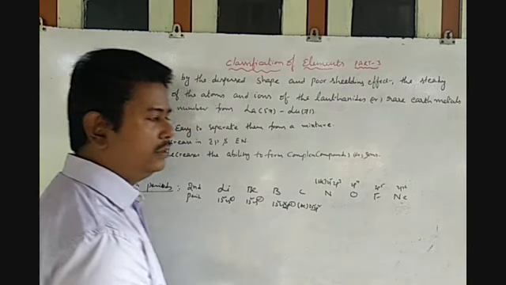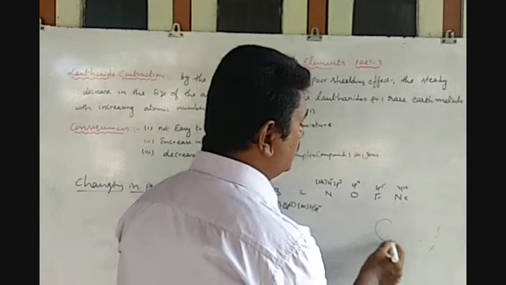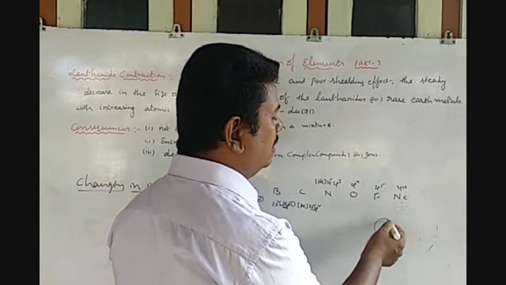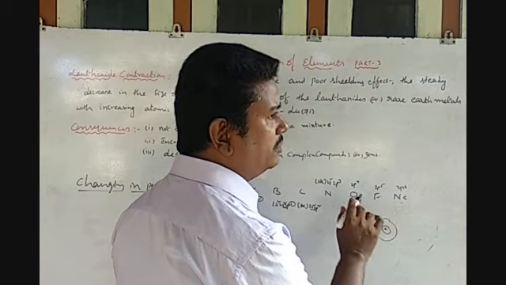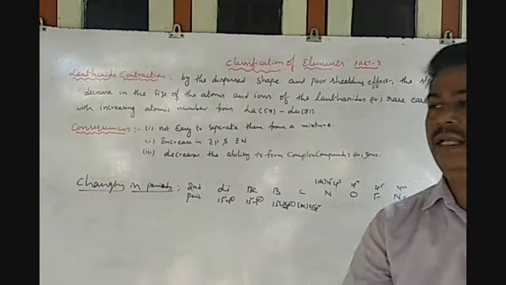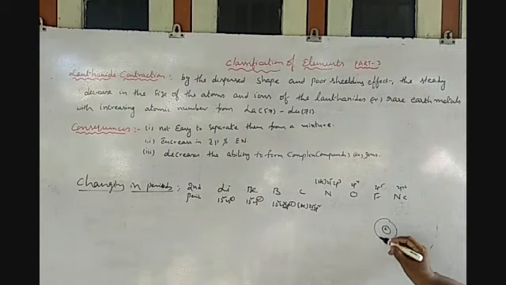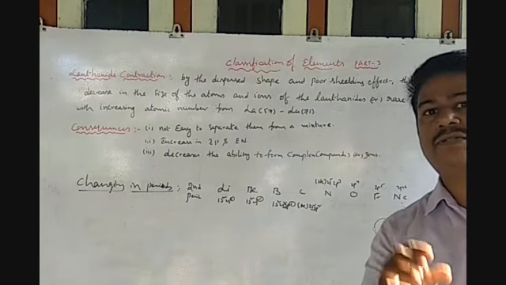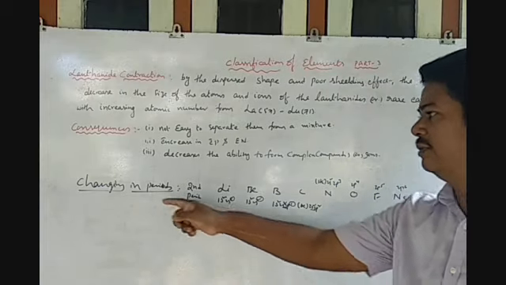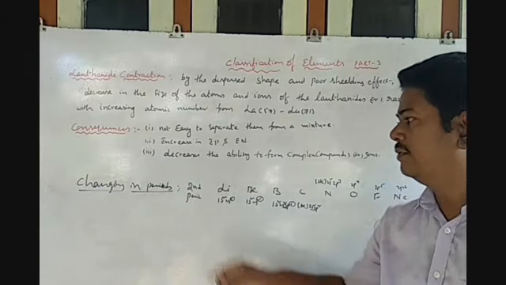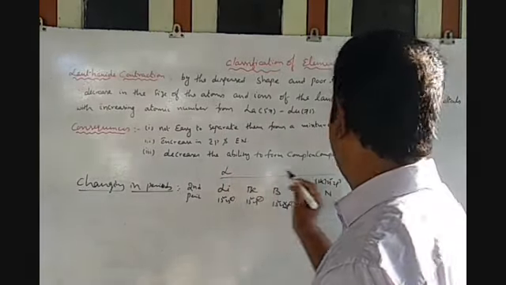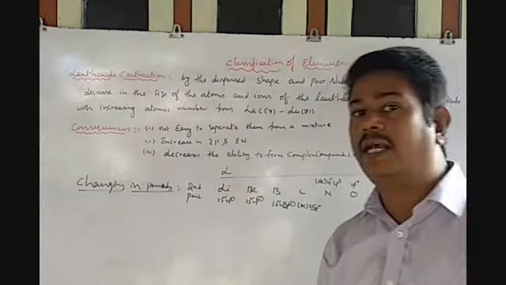That means what happened in the nucleus? The nuclear charge increases, but the radius of that atom does not change. That means the nuclear force of attraction on the outermost electron will increase, so that's why the atomic size decreases, the atomic radius decreases. So as we move in a period from left to right, what happens?